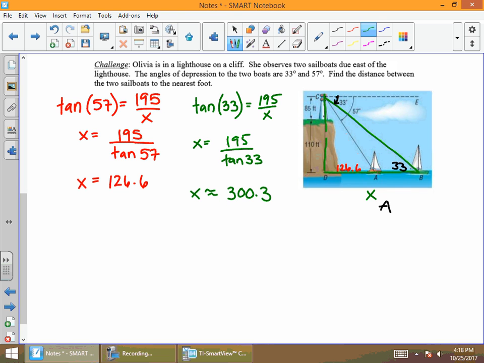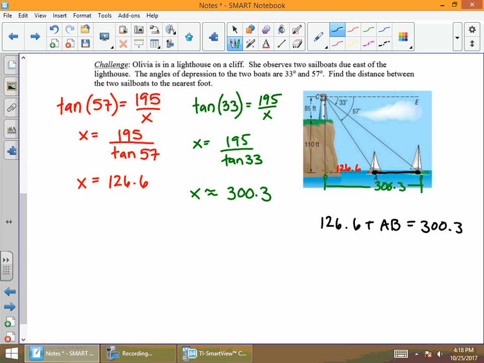300.3. So this big distance. Let me pull some of this stuff out here, clean it up a little bit. All right, it is 126.6 from D to A. This distance right here, all the way across, is 300.3. So if I want to find the distance from A to B, then I need to know that 126.6 plus that distance from A to B has to equal 300.3. Those two little pieces have to add up to the big piece because that is the segment addition postulate.